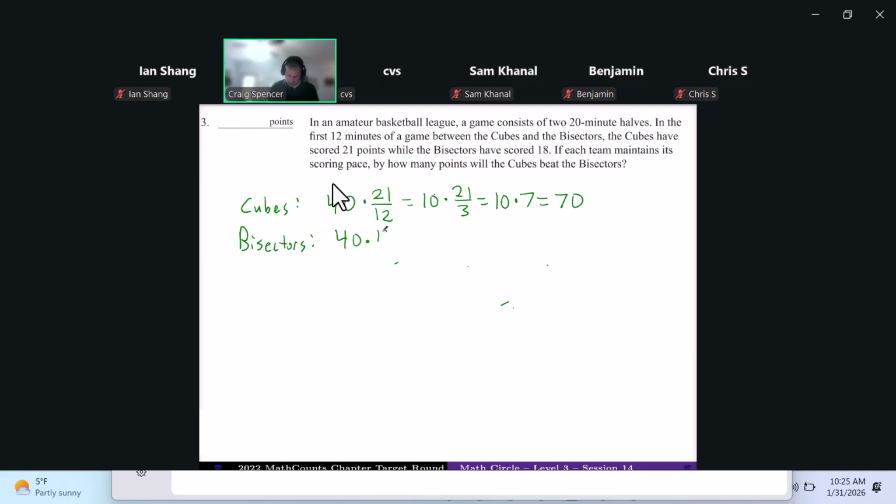The bisectors scored 18 points in this 12-minute time period. Again, to simplify this, if I didn't have a calculator, I might say 18 over 12 is the same thing as 3 halves. I could divide the 2 into the 40. I have 20 times 3, or 60. But again, a calculator is probably going to be faster at this stage.